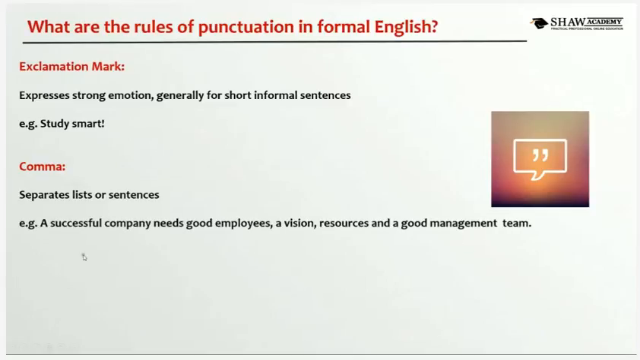So obviously they separate lists or sentences, and quite often they cause a break or a pause in the sentence. So, example, a successful company needs good employees, comma, a vision, comma, resources, and a good management team. So a vision is obviously where you see the future of the company. Resources can be employees and other things that you have in the company as well. So maybe you have good IT facilities. They are resources. Maybe you have capital or money. Now, also, commas can often separate long sentences, and we saw them as well in the last webinar to separate relative clauses in the non-defining type.